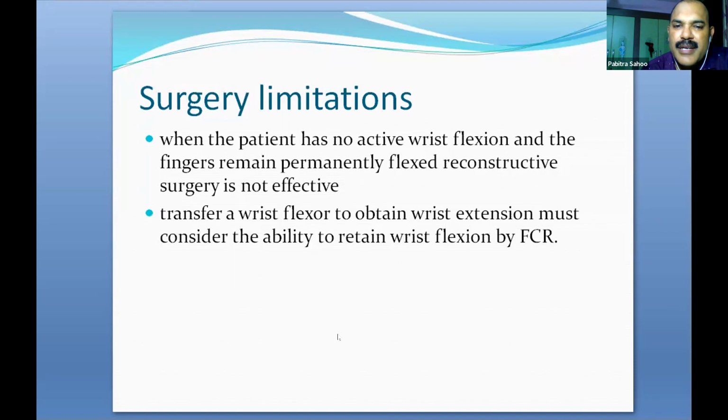Then, when transferring a wrist flexor to obtain a wrist extensor, you must consider the ability to retain wrist flexion. When there is an option of which flexor to take to the dorsum, always try to keep the FCR, flexor carpi radialis. Try to take the FCU, the muscle that always co-contracts with the long flexors. That is the ideal muscle to transfer to the dorsum for opening the fingers. So try to keep the FCR. If you take the FCR, the child will develop an extension deformity, so it is not advisable to take flexor carpi radialis.